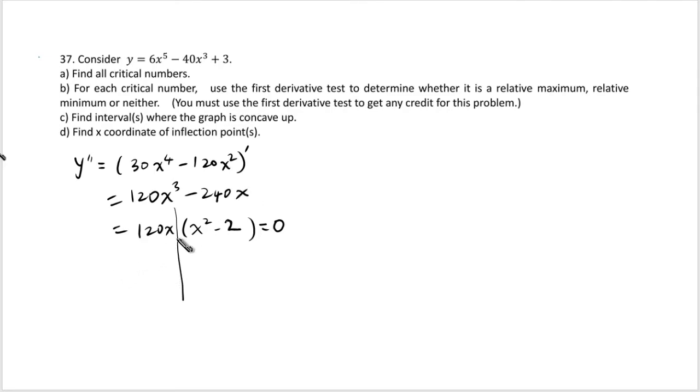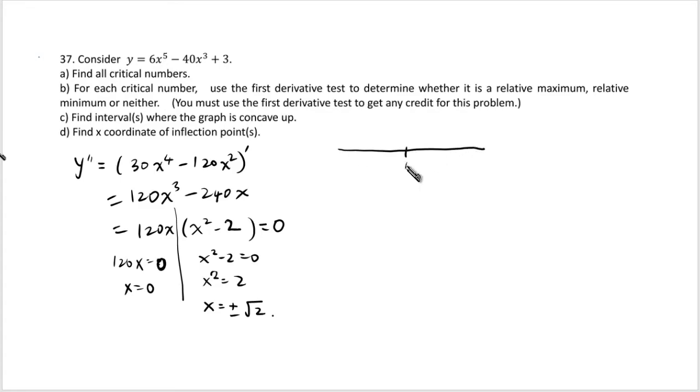So for this product to become 0, either 120x is equal to 0, which happens when x is 0, or x squared minus 2 is equal to 0, which happens when x squared is 2, and you take the square root of both sides and you get x equals plus or minus the square root of 2. Okay, so we have 0, positive radical 2, and negative radical 2 as points where f double prime is 0.